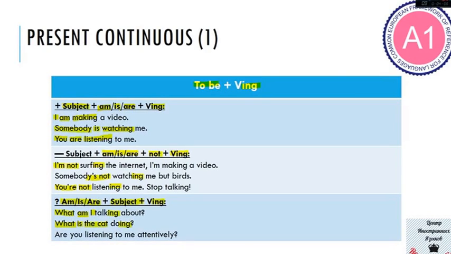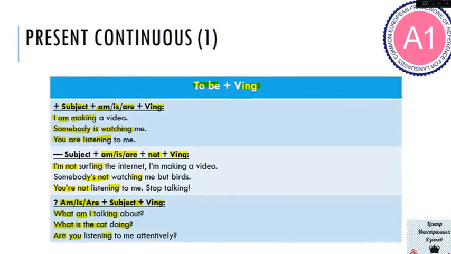The yes/no question is the last one. Are you listening to me attentively? So you do not need any question word, you just put are in the first place, then the subject after it, and then listening, the verb plus ing ending. I hope it comes easy to you.